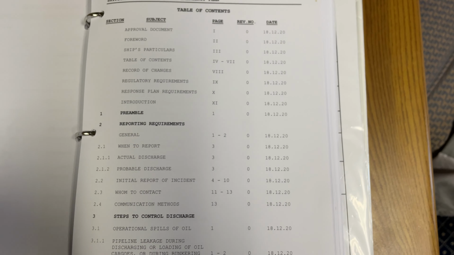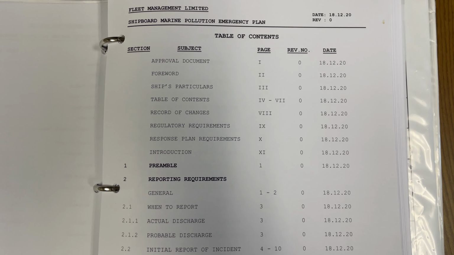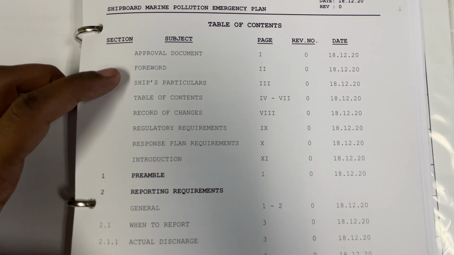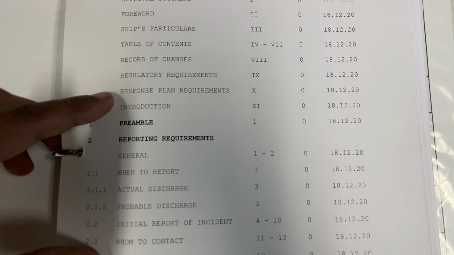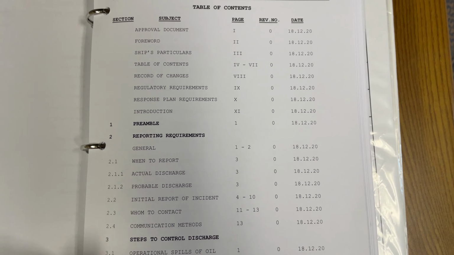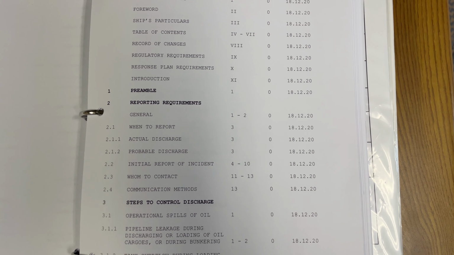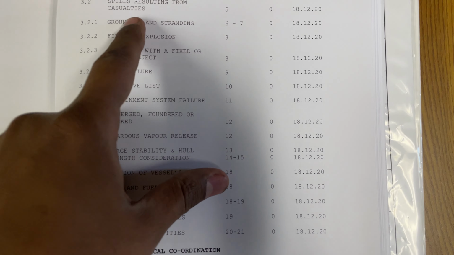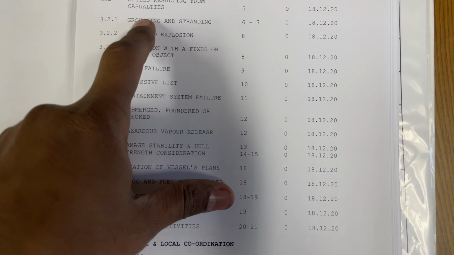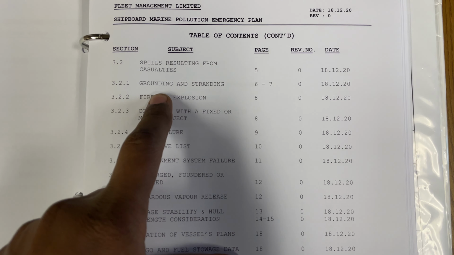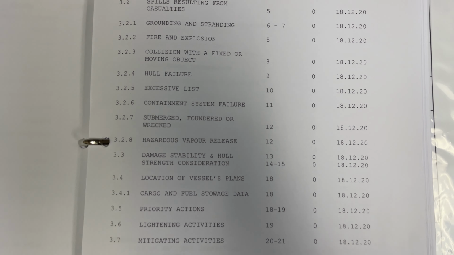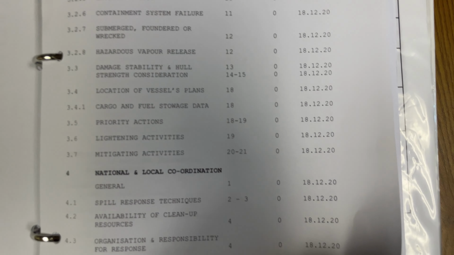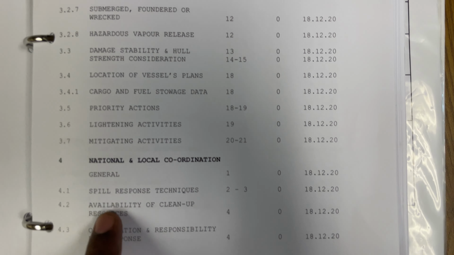Now let me take you to the index. So this is the index where you can see approval document, then ship's particulars, table of content, record of changes if any, and so on. You can pause the video and read it if you want. In this table of content it has mentioned what all duties we must do in case of grounding and stranding, in case of fire and explosion, and so on. So in these emergencies what we must do is mentioned in this section.